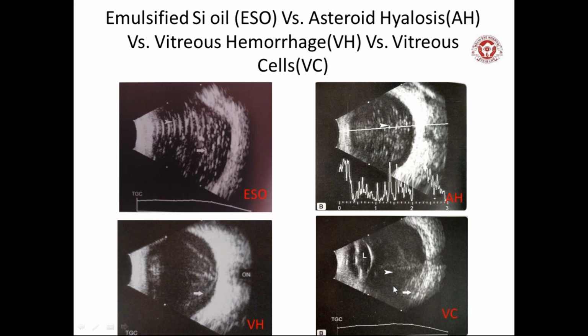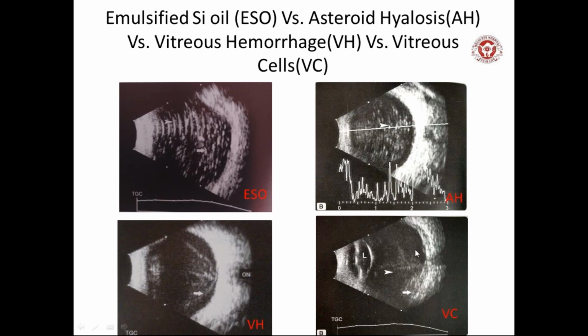And also we can do one scan in the inferior quadrant. If in the inferior quadrant echoes increase, then this is vitreous hemorrhage, and if echoes remain the same, then it is vitreous cells. And we also have to correlate with the clinical findings. We have to measure choroidal thickness just inferior to the optic nerve, and gain should be at 77 decibel if your B scan machine is of 100 decibel.